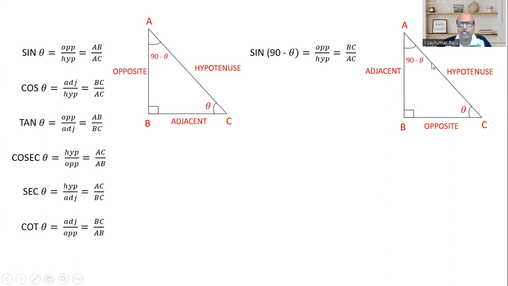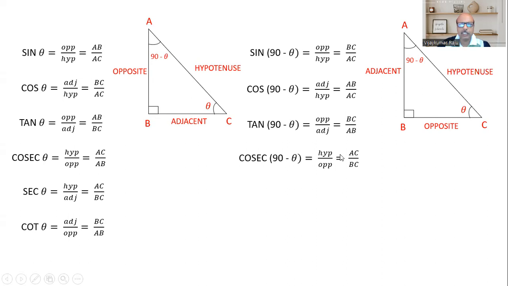Sine 90 minus theta. Sine is opposite upon hypotenuse. Opposite is here now BC, so BC upon AC. Cos 90 minus theta, adjacent, that is AB upon AC. Tan 90 minus theta is opposite upon adjacent, that is BC upon AB. Cosec 90 minus theta is hypotenuse upon opposite, that is AC upon BC. Sec 90 minus theta is AC upon AB. Cot 90 minus theta is AB upon BC.